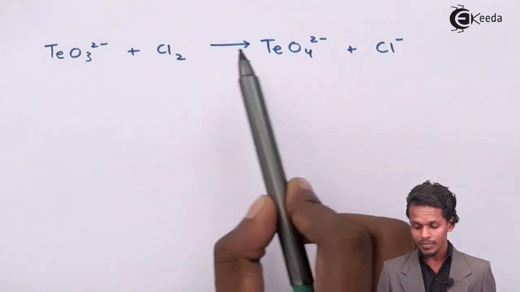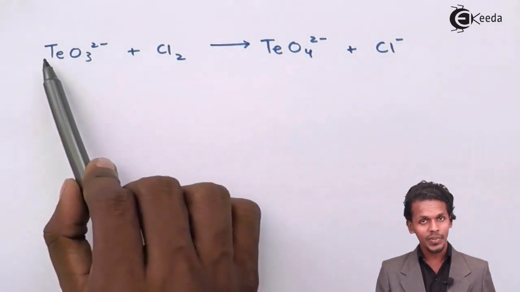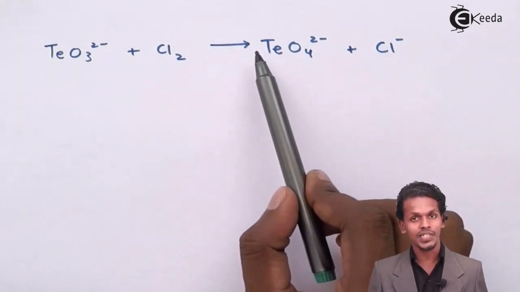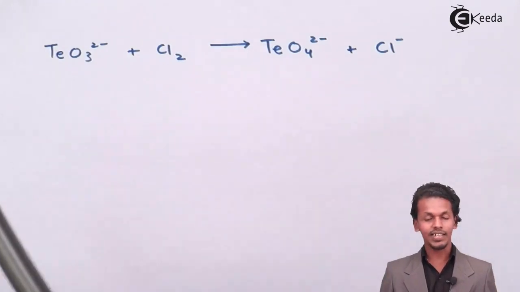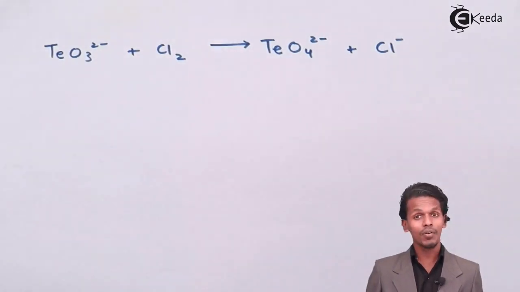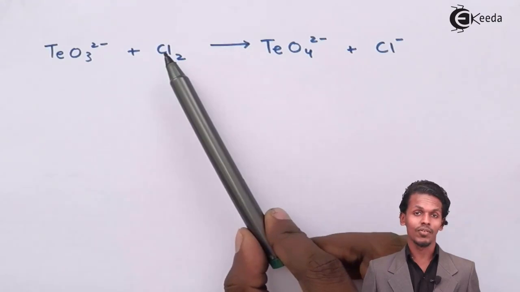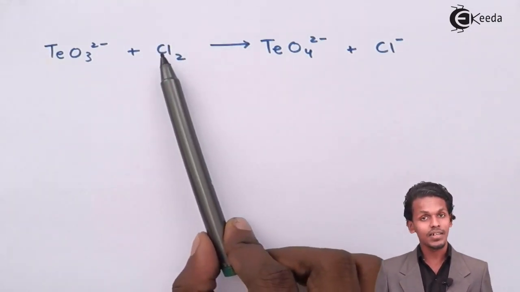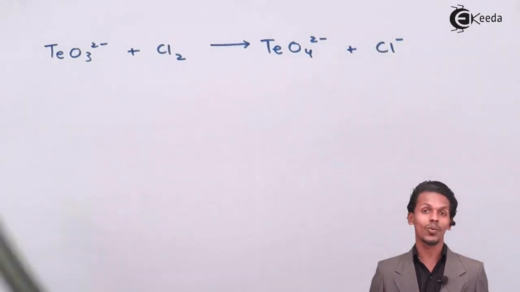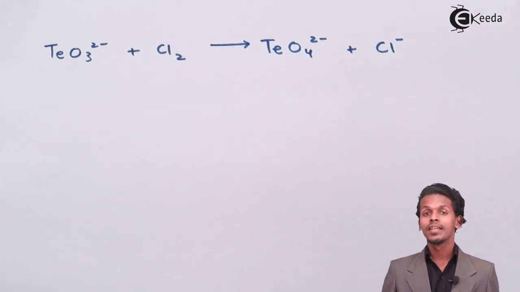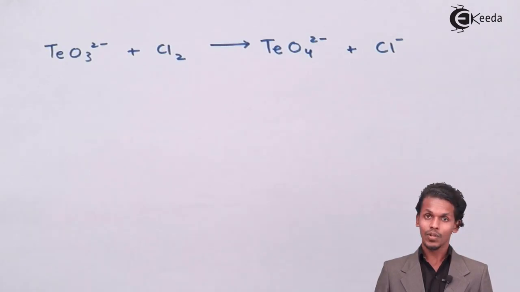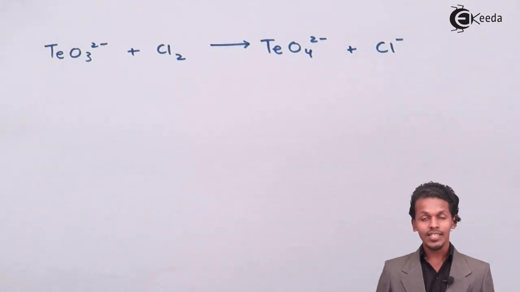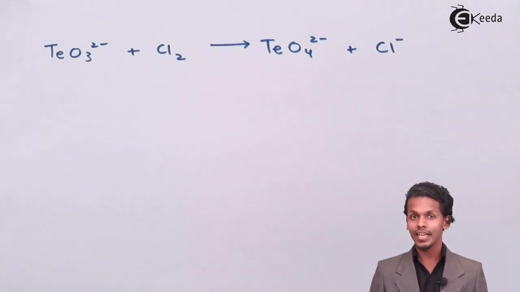This tellurium is present one time on the reactant side, and again it is present one time on the product side, so it is balanced. But when I talk about the chlorine atoms, in this case the chlorine atoms are 2, while in this case the chlorine atom is 1. So I could balance it here itself. So this is how we can balance the reaction.